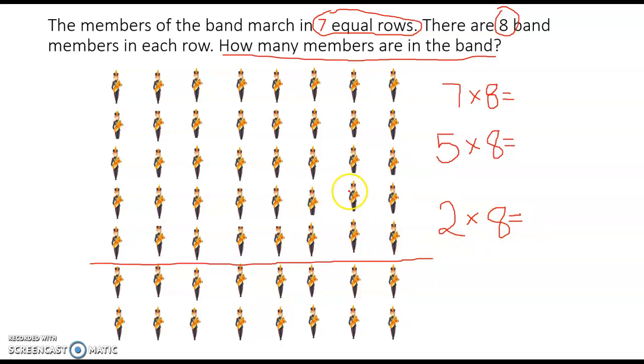So again, 5 times 8, we did that already. 5, 10, 15, 20, 25, 30, 35, 40. And then here, 2 times 8, we can count by 2s, or we know our addition, our doubles facts, so we can just add 8 plus 8. What is 8 plus 8? 8 plus 8 is 16, or we can count by 2s. 2, 4, 6, 8, 10, 12, 14, 16.